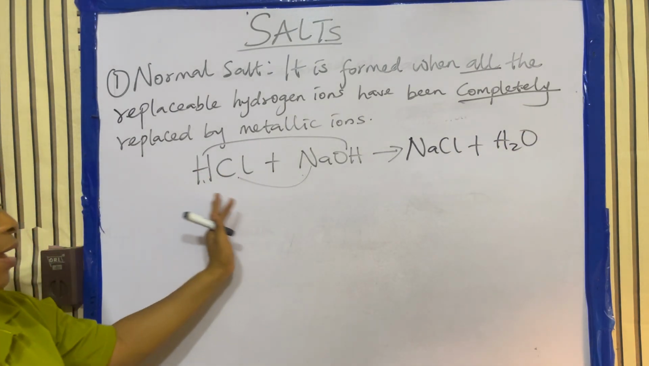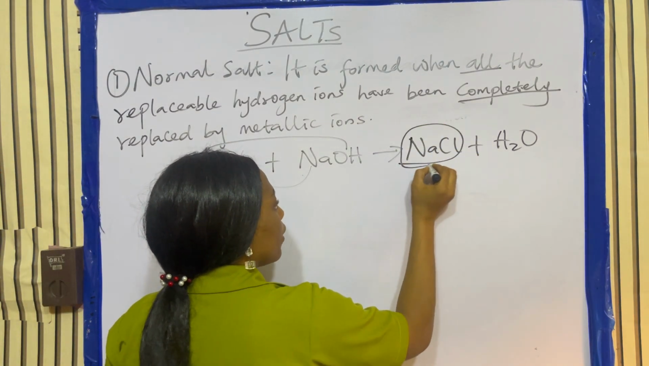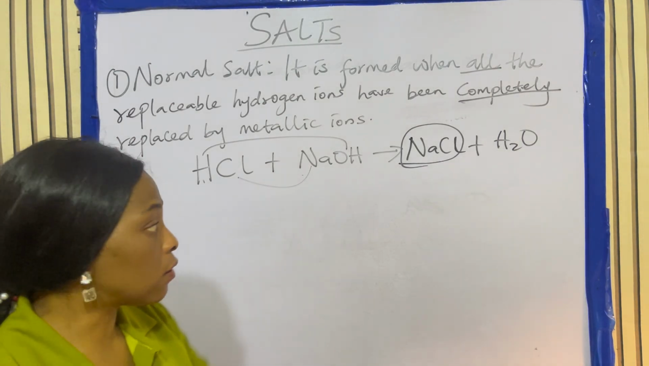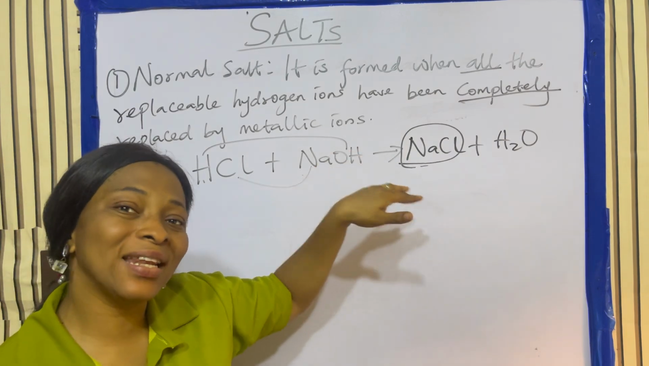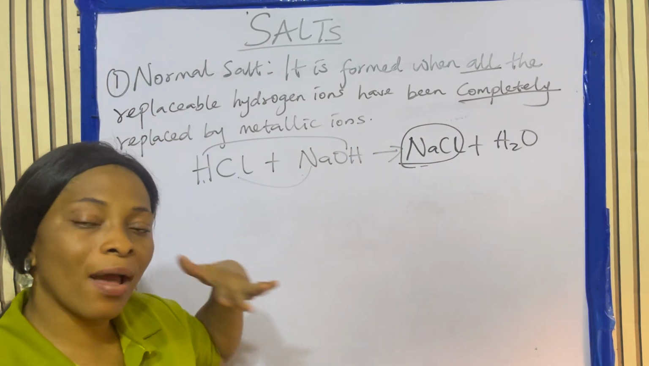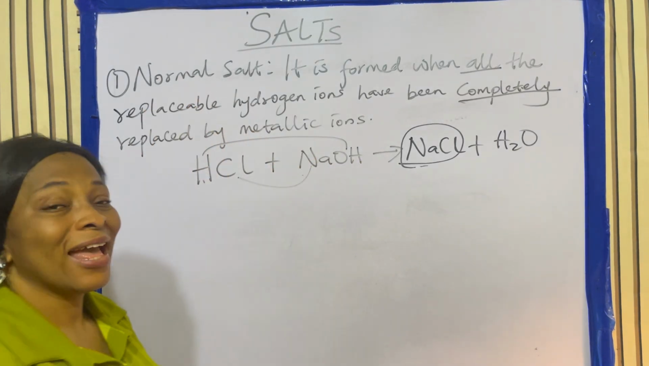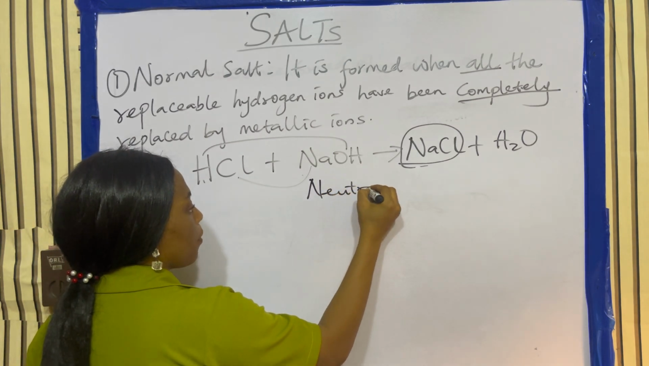So in this reaction, you will find out that there is no hydrogen at all here. This tells you that this is a salt and this is water. This tells you that the hydrogen in this salt has been completely replaced. There is no hydrogen present. So we refer to it as what? Normal salt. Hence, all normal salts are neutral to litmus paper.